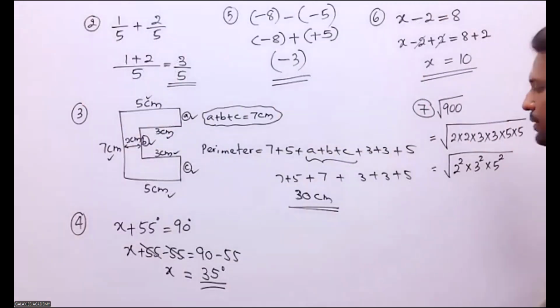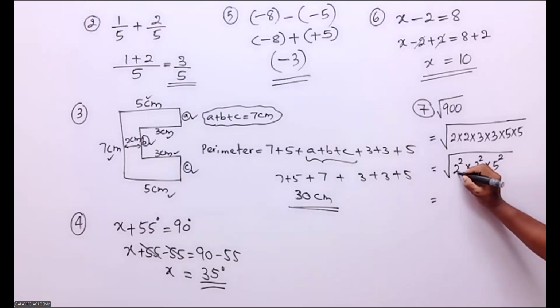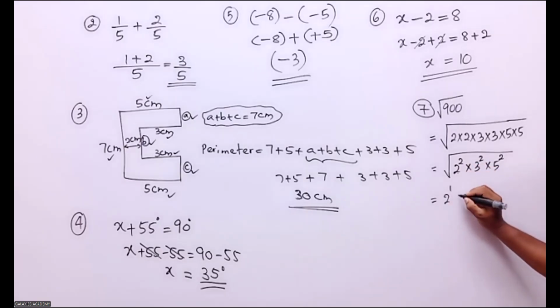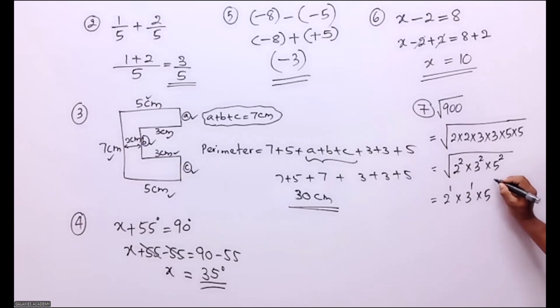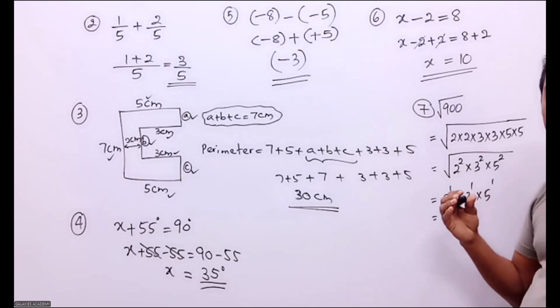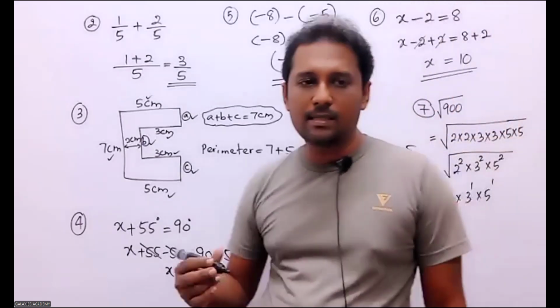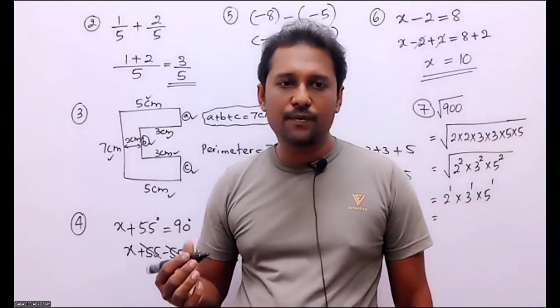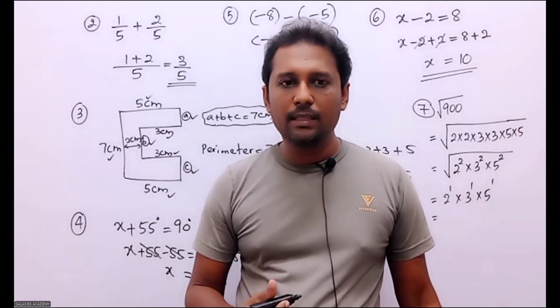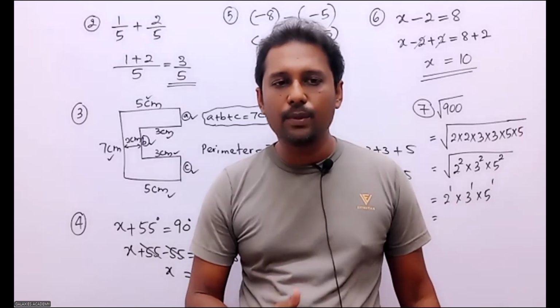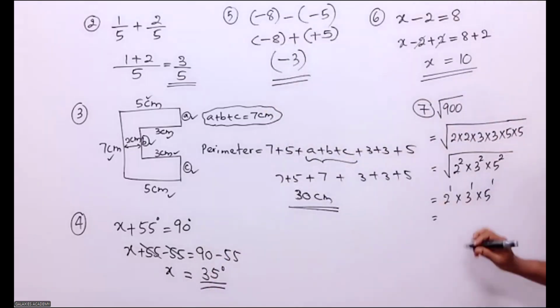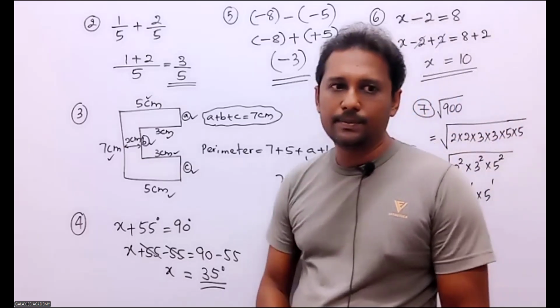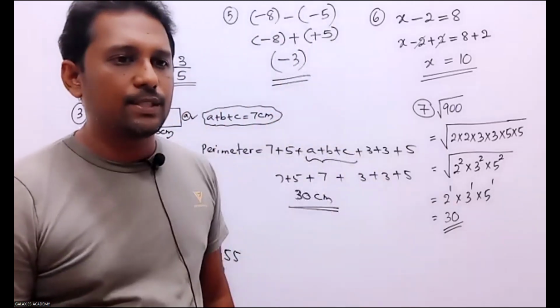Right? So what do you have to do? I can write this one as 2 to the power 1, 3 to the power 1 and 5 to the power 1. 2 to the power 1 is 2, 3 to the power 1 is 3, 5 to the power 1 is 5. 2 multiply 3, 6. 6 multiply 5, 30. So what is the answer? 30. Right? Square root 900 is equal to 30. It is question number 7.